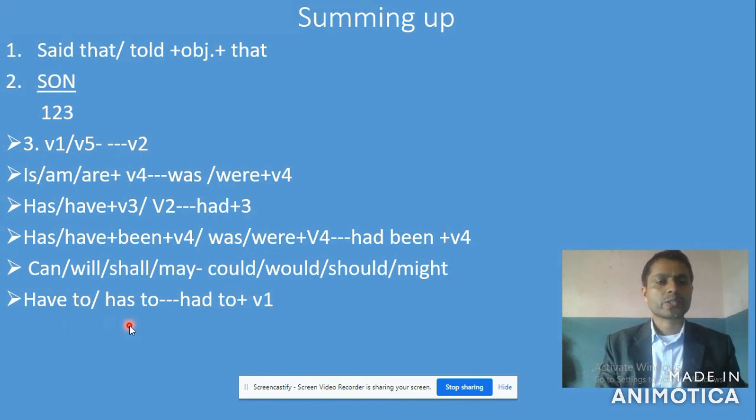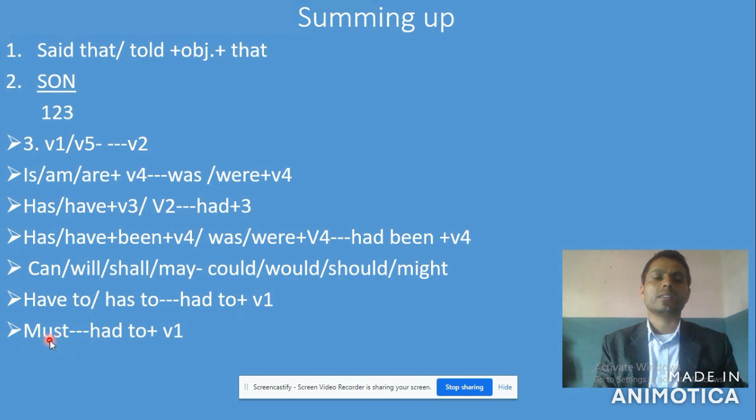Now let's look at this one. Have to, has to. If there is have to or has to in direct speech, while changing into indirect speech, we should write had to plus verb one. Never forget, if either have to or has to comes in direct speech, while changing into indirect speech, we should write had to plus verb one. Got it? If there is must in direct speech, while changing into indirect speech, it becomes had to plus verb one, right? Had to plus verb one.